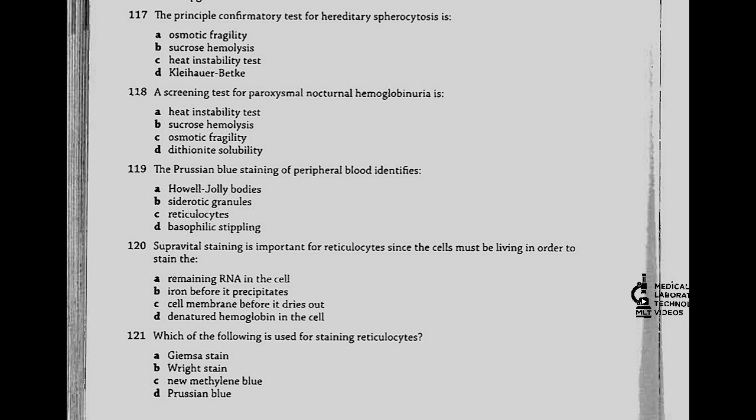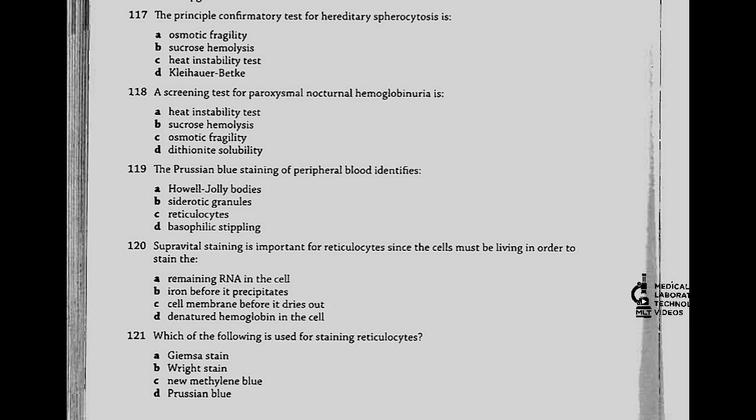Next question is question number 119. The Prussian blue staining of peripheral blood identifies: option A, Howell-Jolly bodies; option B, siderotic granules; option C, reticulocytes; option D, basophilic stippling. The answer is option B, siderotic granules. Sideroblasts and siderocytes may be identified with Prussian blue iron stains.